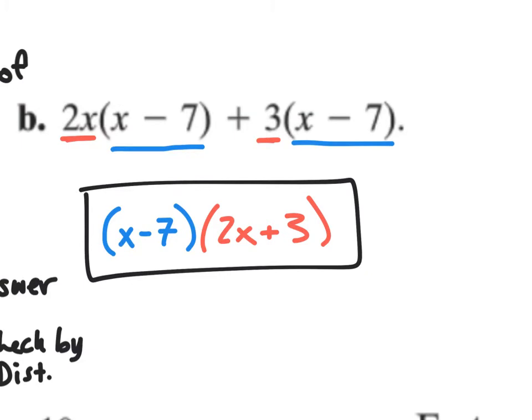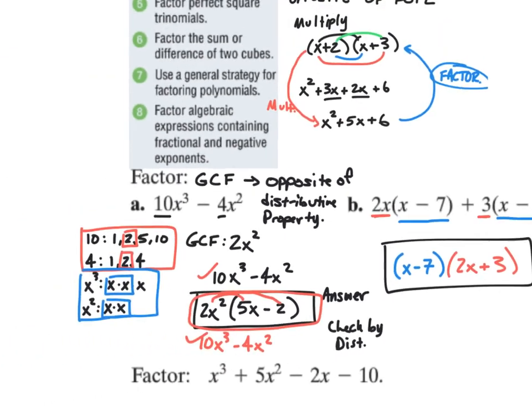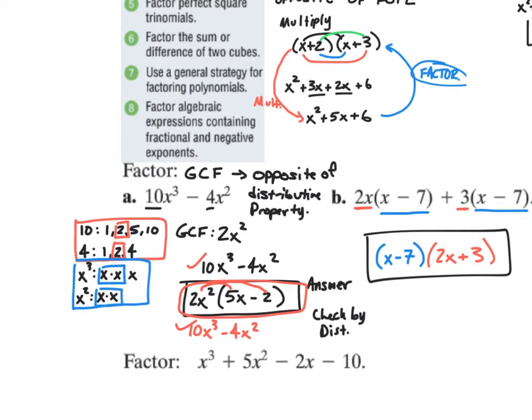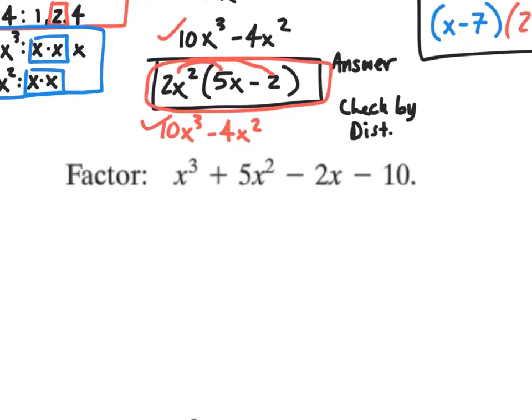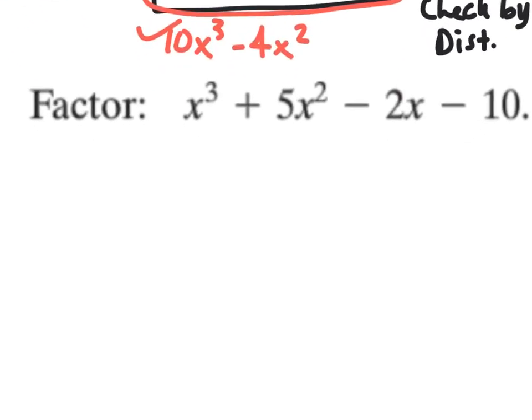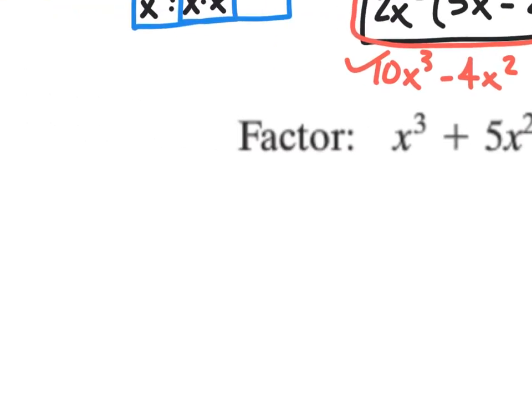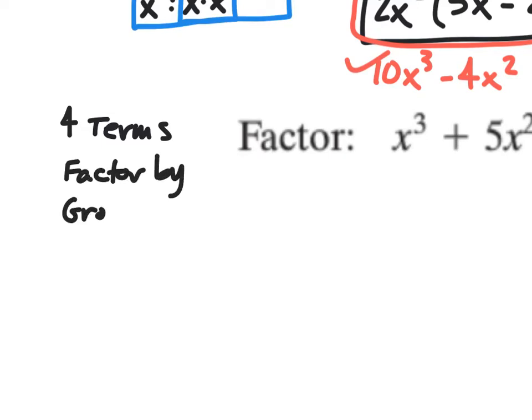On to the next one we're going to do. All of these were done by the greatest common factor, which is the opposite of the distributive property. So parts A and B here are done by that type of problem. Now over here, when I have 4 terms, that usually indicates that we're going to do factor by grouping.